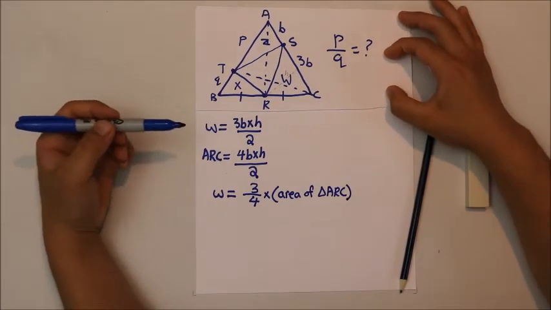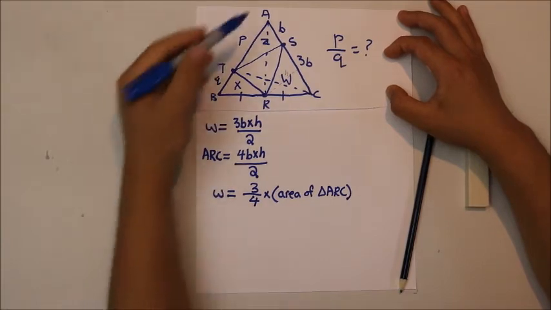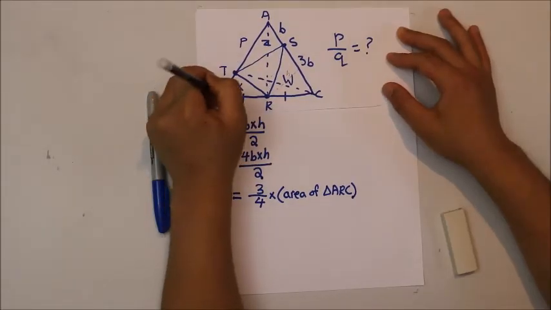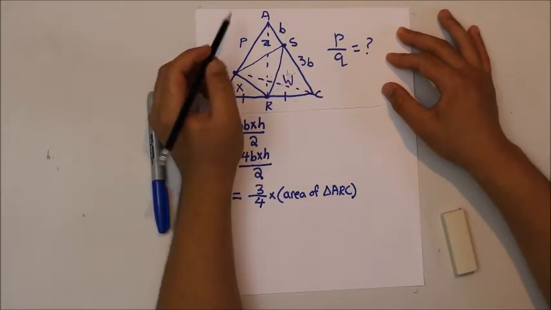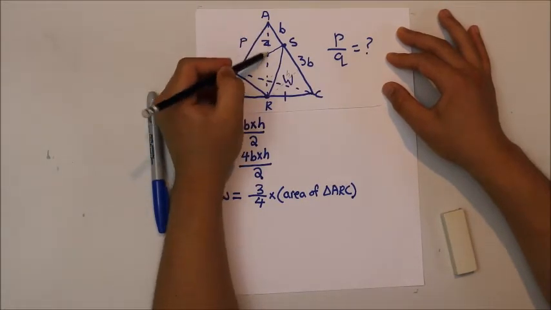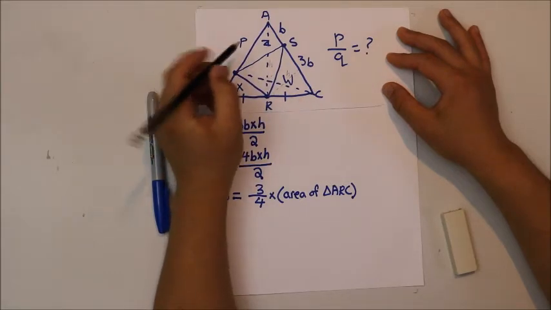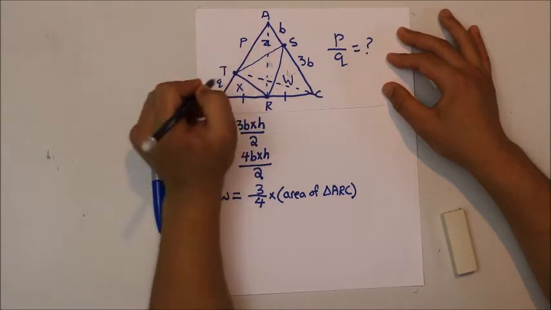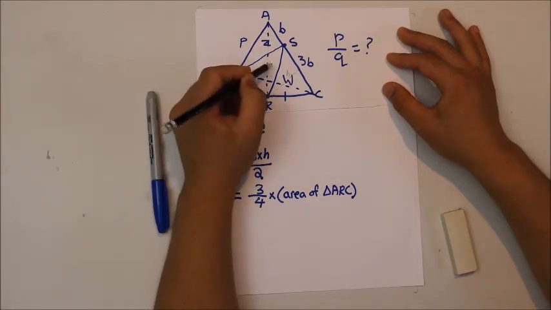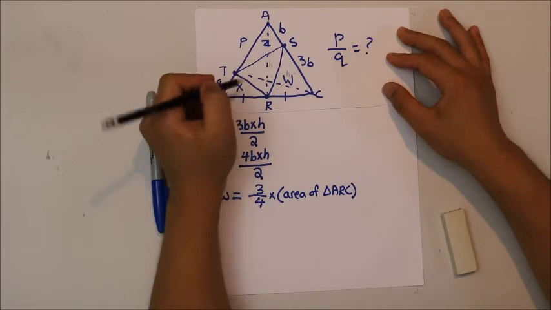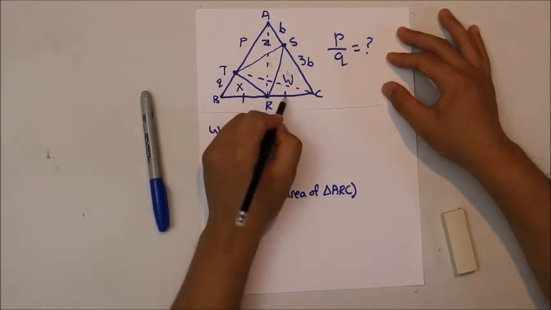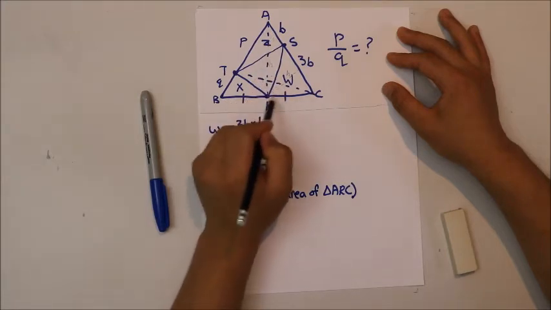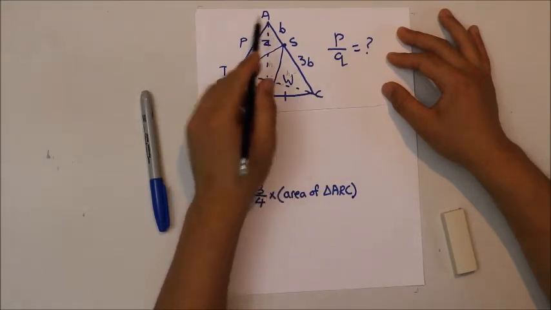Now we want to represent the area of W in terms of triangle ABC. Since R is the midpoint between B and C, if we drew an imaginary height here, it would be the same. We would have the length of RC times height divided by 2, and the length of BR times the height divided by 2. Because these ticks remind us that these are the same length, we know that ARC is 1/2 of ABC.